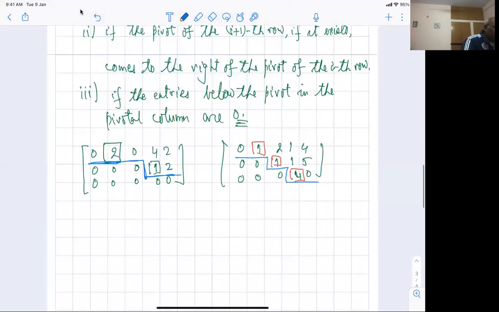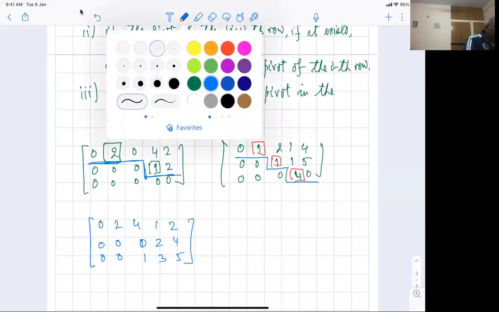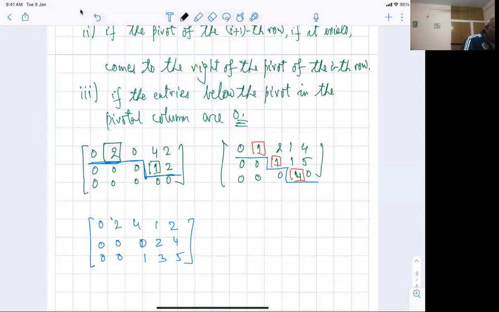For example, now if I look at this example: 0, 2, 4, 1, 2; 0, 0, 1, 2, 4; or say 0, 2, 4; 0, 0, 1; 3, 5. All right, fine. So if I look at the definition of the pivot, then this is a pivot, the first non-zero entry. This is the first non-zero entry. This is the first non-zero entry. So there are three pivots.